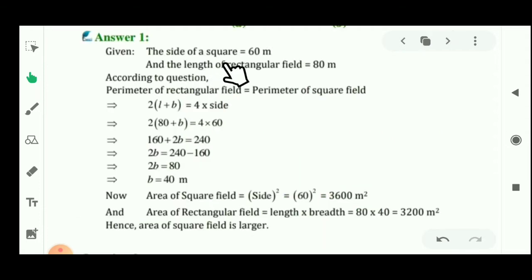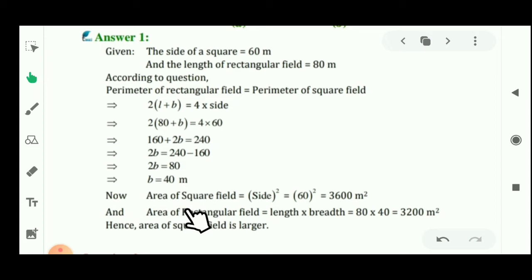Students, in the square the side is given as 60 meter, and in the rectangle only the length is given, that is 80 meter. According to the question, the perimeter of the rectangle is equal to the perimeter of the square. As you know, the formula of the perimeter of a rectangle is 2(L + B), and the perimeter of a square is 4 into side. So put the value of side and the value of length, and breadth is not given.